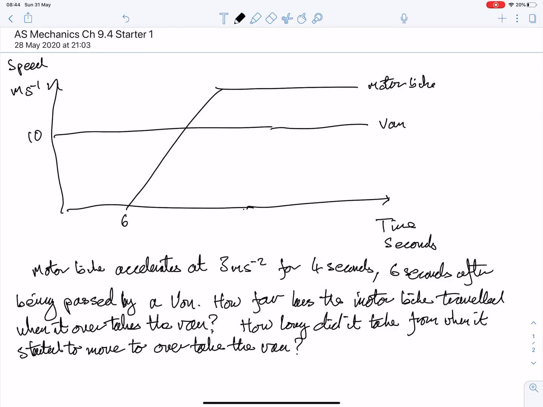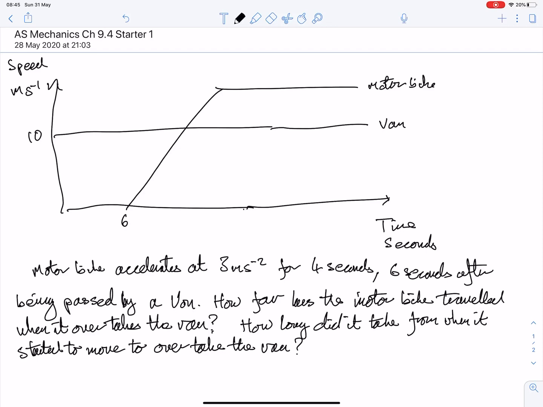So here we go with the first starter for chapter 9.4 on the AS mechanics, and we've got a speed or speed time graph. The speed's in meters per second, the time's in seconds, and it's a motorbike which ends up overtaking a van. So a motorbike accelerates at 3 meters per second squared for 4 seconds, 6 seconds after being passed by a van.